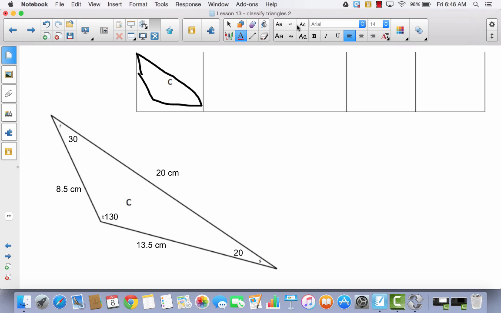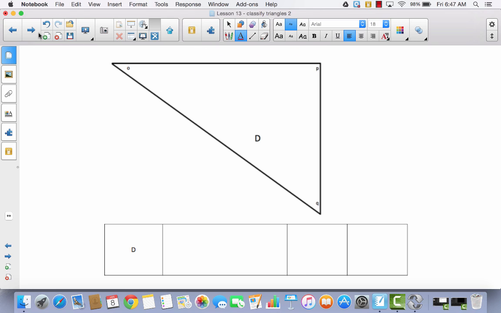Ew, hopefully yours will look better than mine, but something like that. All right, now let's go ahead and write our attributes. So let's say no equal sides or angles. So nothing was equal, no equal sides, no equal angles. All right, let's do triangle D. Pause the video and come back after you've measured.